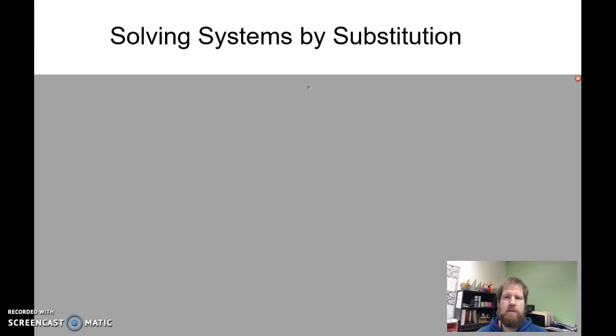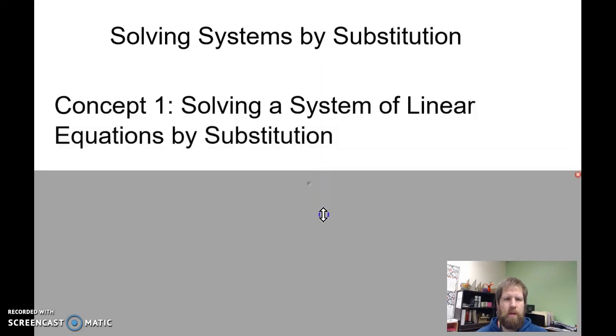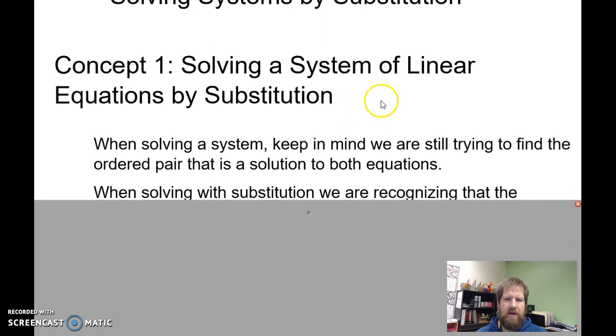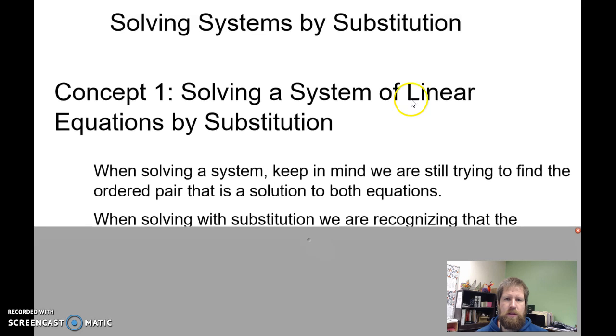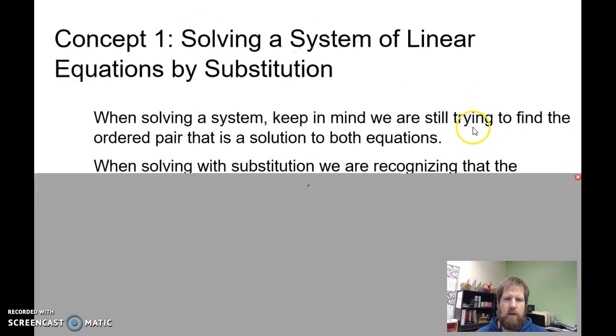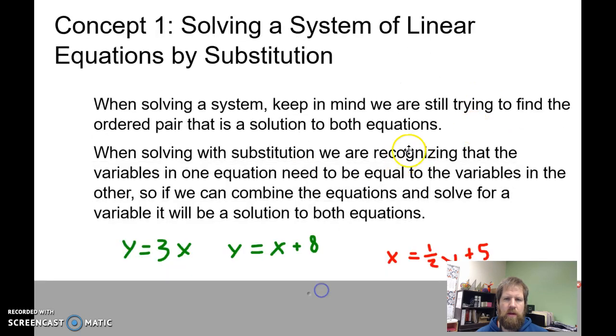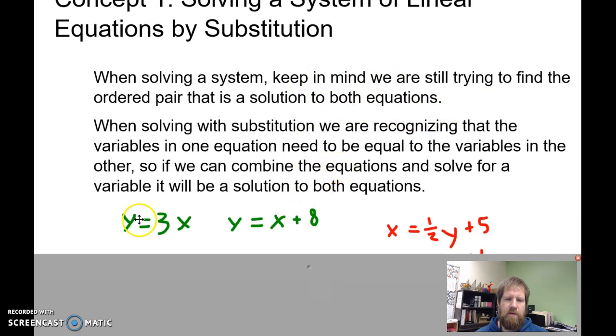Solving systems by substitution. So we don't have any new vocabulary. This isn't a new problem. We are still solving a system of linear equations, but in this case we're going to be using a different method. We're going to be using substitution to solve it rather than graphing. Keep in mind we're still finding the solution that satisfies both equations.